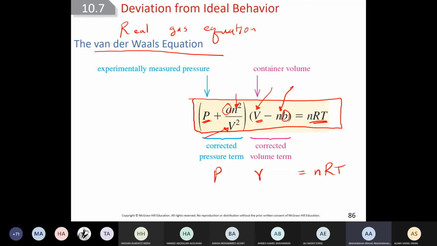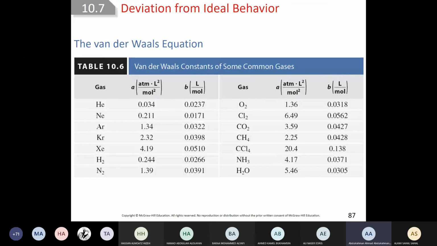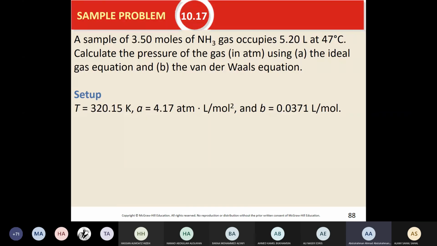This is available in tables. Don't memorize anything. But if I give you a question like this, I will give you these constants. This is a and b for different gases. But don't worry about it at all. If I'm going to give it to you, I will give you this table. Otherwise, you don't have to calculate it.